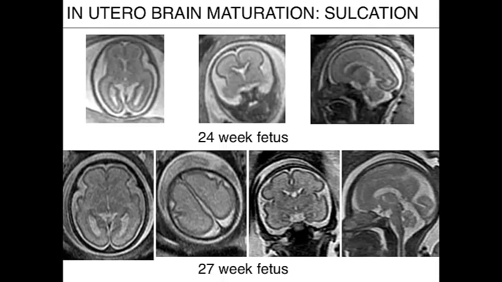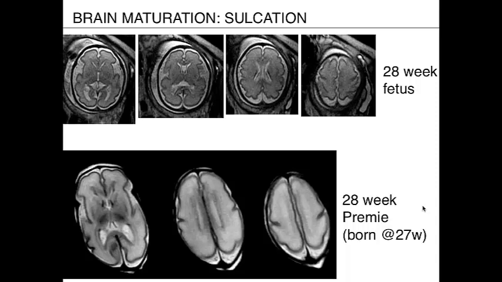And by 27 weeks we have many more primary sulci. For instance, we can see the central sulcus here. We can see behind it the post-central sulcus and the pre-central sulcus. We can see the superior temporal sulcus on the coronal and also on the axial plane. And again, notice how the calcarine sulcus has deepened even further. And most primary sulci are complete by 28 weeks gestation.